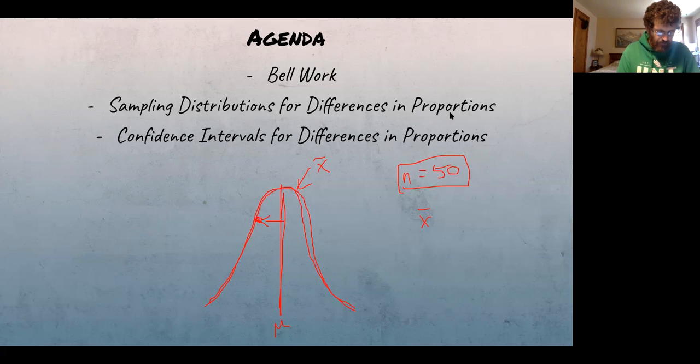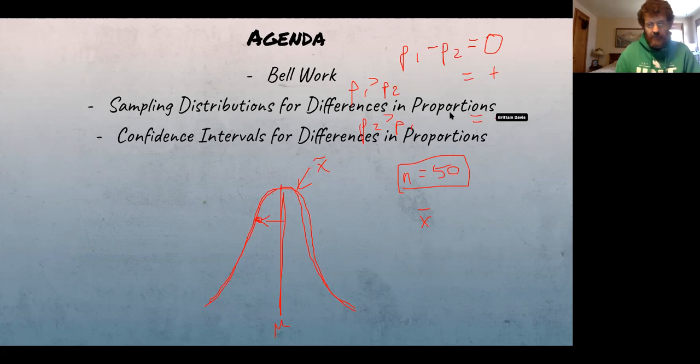So when I have two proportions, proportion 1 and proportion 2, if I subtract them, and there's no difference between these two proportions, then the difference is just going to be 0. But if proportion 1 is greater than proportion 2, then when I do the same calculation, I'm going to get a positive number because proportion 1 is bigger. On the flip side, if proportion 2 is greater than proportion 1, I'm going to get a negative number.